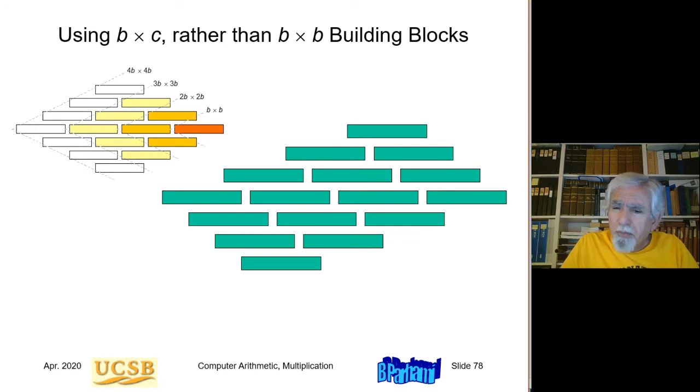Okay, so in the previous discussion, I assumed that the component multipliers, the smaller multipliers that I use, are square multipliers, B by B bits. There's no reason for component multipliers to be square. They can be rectangular. So, for example, if I want to build an 8 by 8 multiplier using 2 by 4 component multipliers, I can do it.